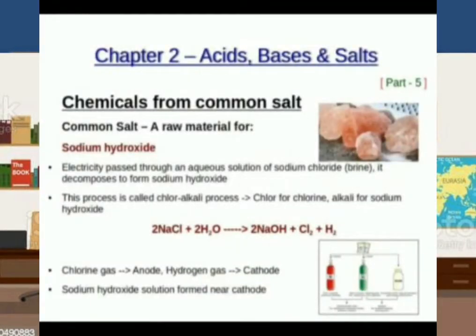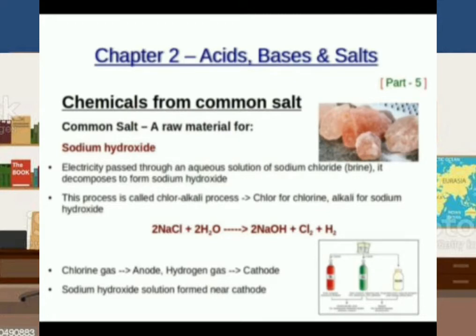Next, we are going to study the preparation of different materials from common salt. The different materials are sodium hydroxide, baking soda, and baking powder. These materials can be made from common salt, which is brown in color because of the presence of impurities in it. Look at this picture. Here you can see the common salt. And the first one, sodium hydroxide.